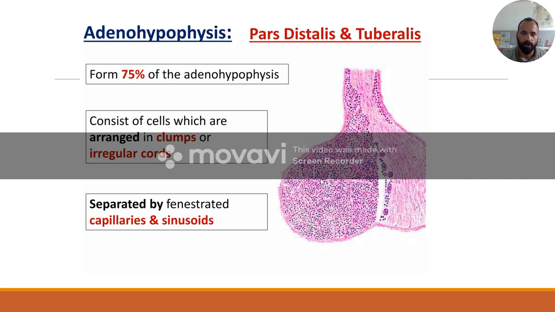The cells are arranged in the form of clumps or irregular cords here. These small pinkish or reddish structures you see here are basically capillaries, because an endocrine gland is highly supplied by capillaries. The capillaries here will be fenestrated, and the white spaces you can see are the sinusoids. A fenestrated capillary is a capillary which has a discontinuous endothelium, but the outer basement membrane will be present.